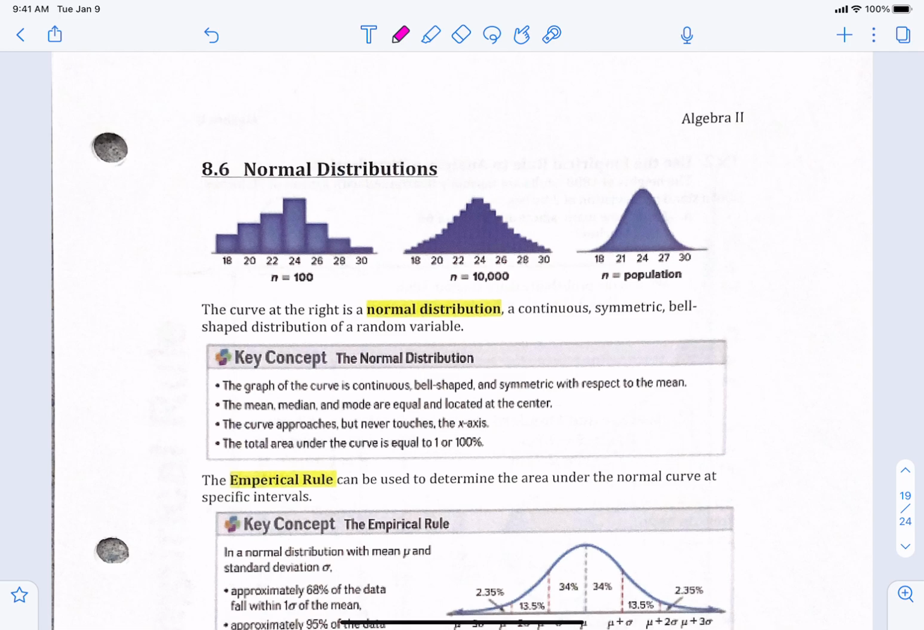All right, this is section 8.6. We did skip 8.5, yes? 8.4 was histograms and box and whisker plots. 8.5 we are skipping, okay?